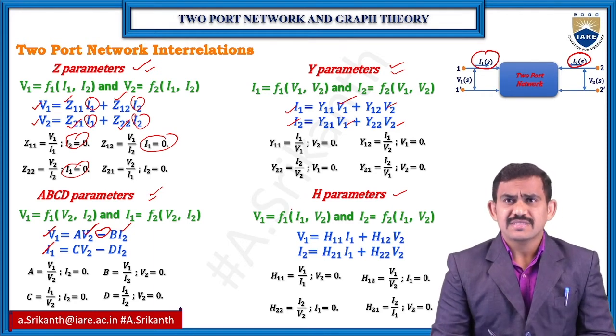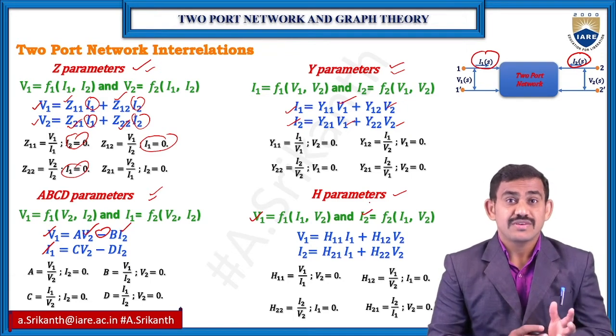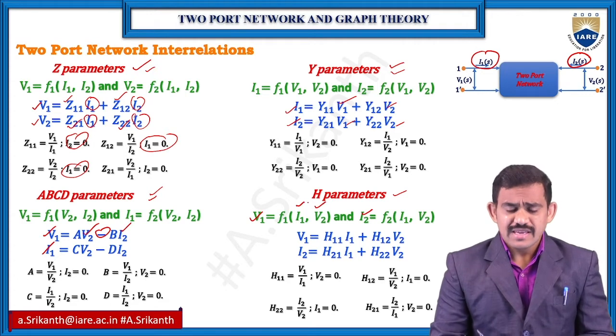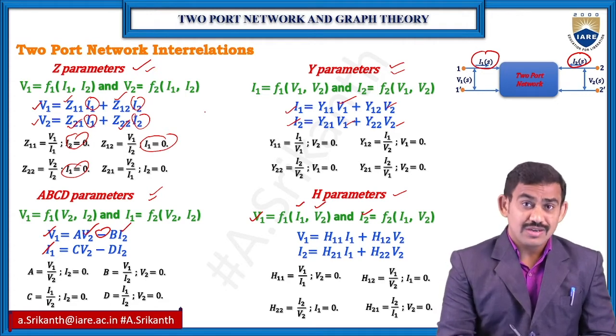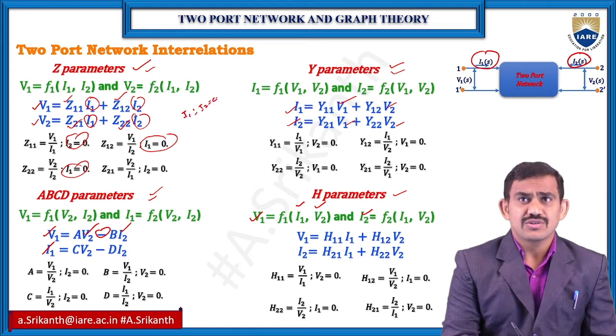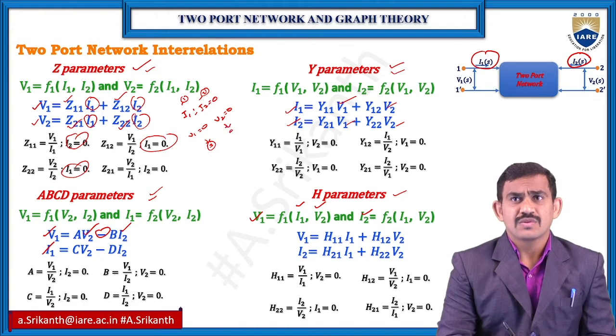Now coming to H parameters, V1 and I2. It's like hybrid parameters. So V1 and I2 in form of I1 and V2, in different conditions. So we have a total of 4 conditions. I1 equal to 0, as well as I2 equal to 0. That is one condition, I1 is 0, I2 is 0. Same thing, V1 equal to 0 and V2 equal to 0. So total 4 conditions we have.